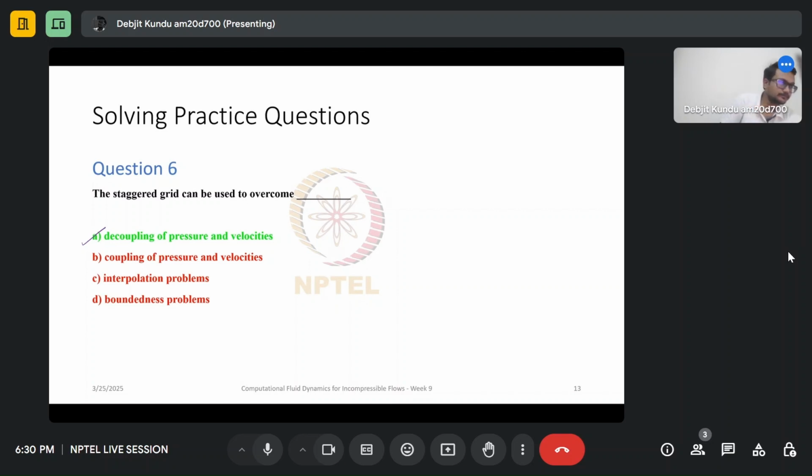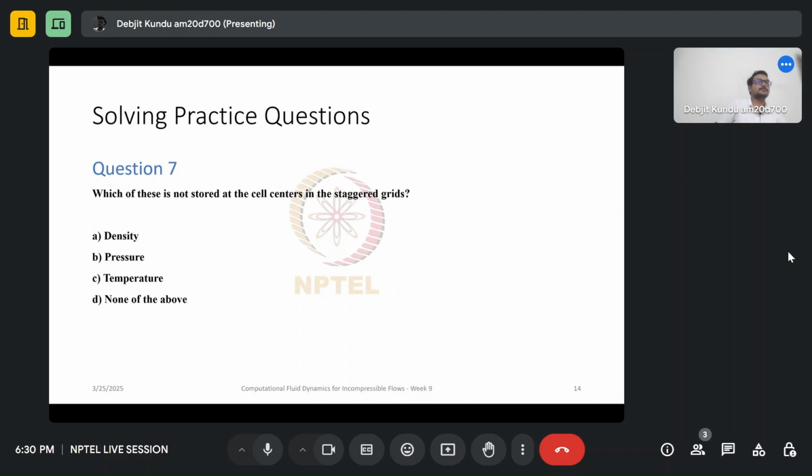Alright, moving on to question number 7. Which of these is not stored at the cell centers? So the keyword here is not stored at the cell centers in the staggered grid. Is it option A, density, option B, pressure, option C, temperature, or is it option D, none of the above? Which of these are not stored at the cell center in this diagram?